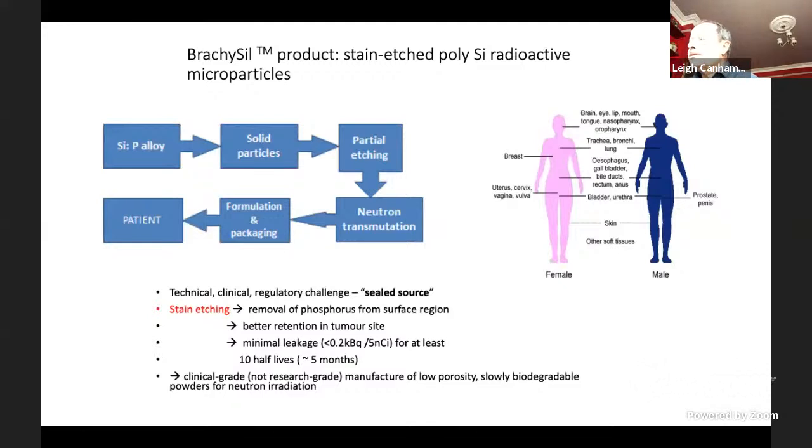And this was our first medical product using nanopore silicon. It involved making very heavily doped silicon alloy with phosphorus, micronizing that, stain etching it, then converting the phosphorus into a medical isotope, P32, which is a beta emitter.